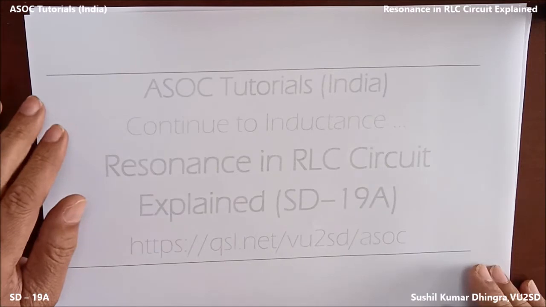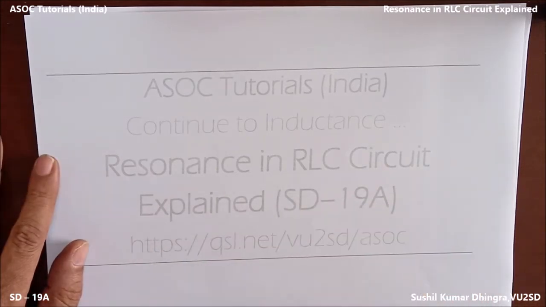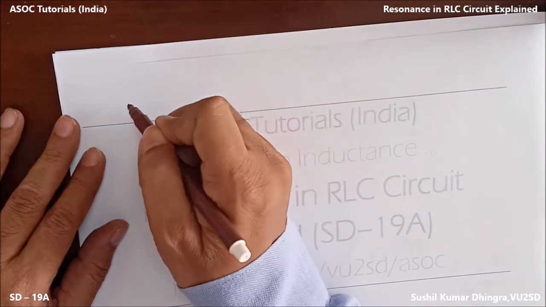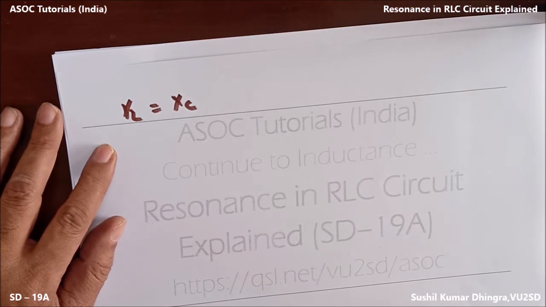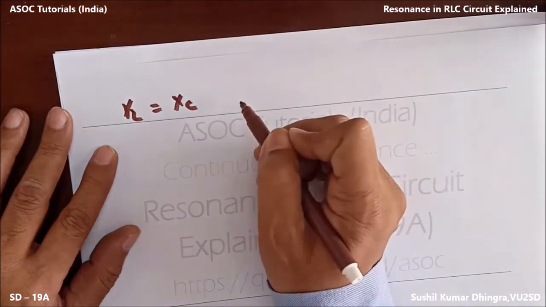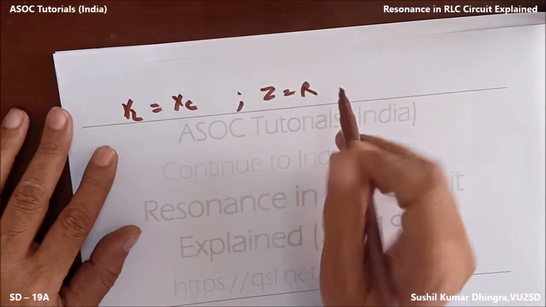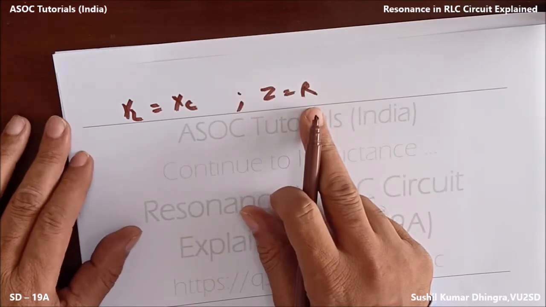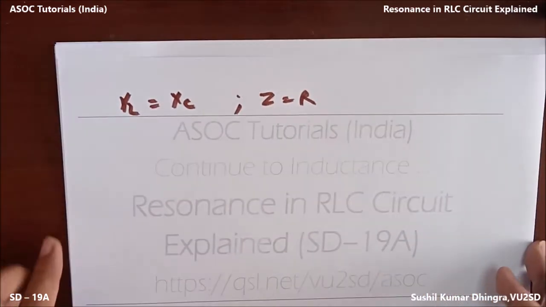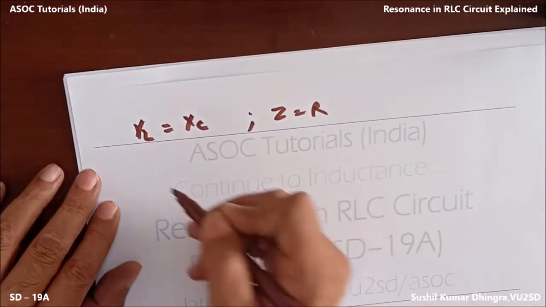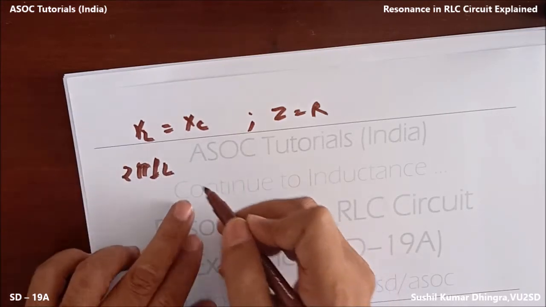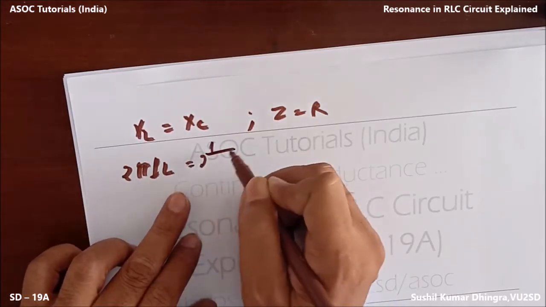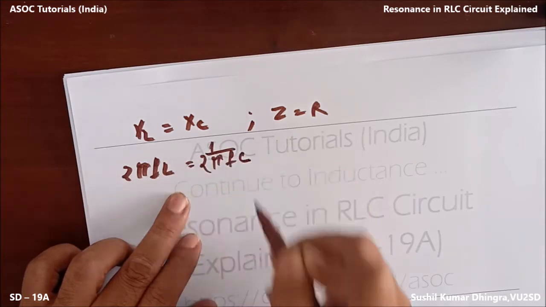As said, resonance is a condition in an RLC circuit in which inductive reactance XL is equal to capacitive reactance XC, and they are equal in magnitude, cancelling each other as I told you. So the result is Z equal to R, a resistive impedance. This is the condition. Using this condition we may calculate: 2 pi F L, the formula of XL, is equal to 1 by 2 pi F C.